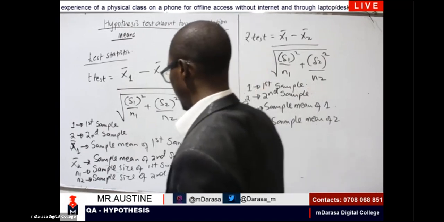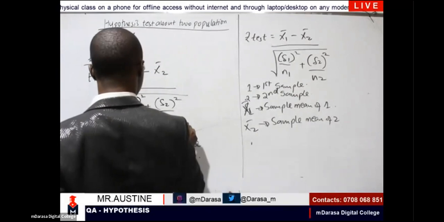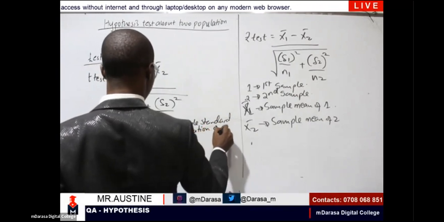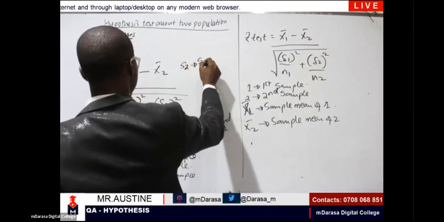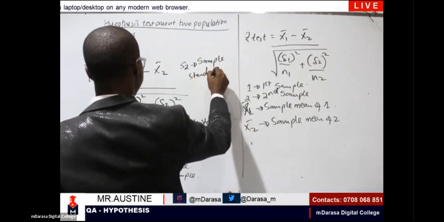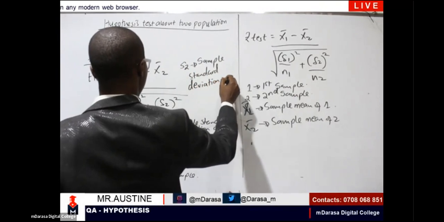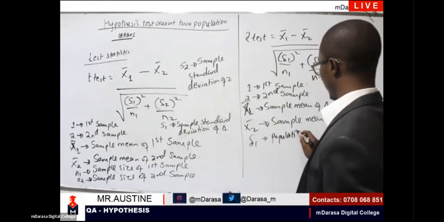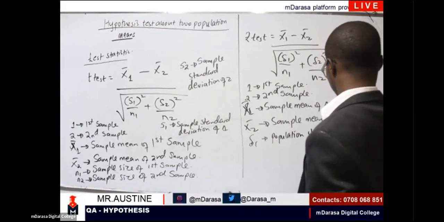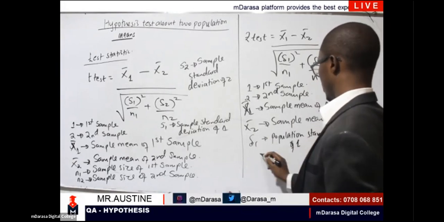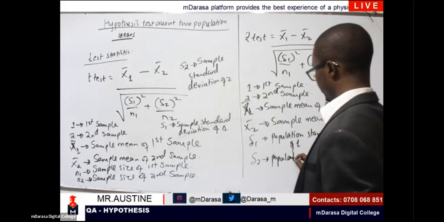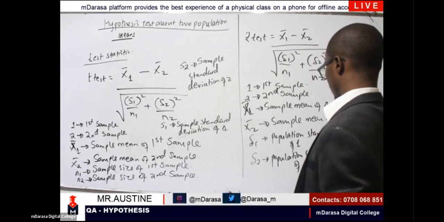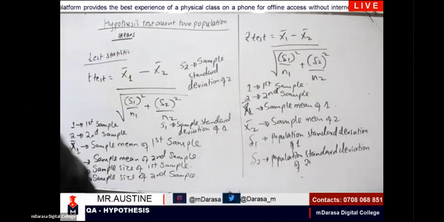Here there was something I didn't say about S. S1 is the sample standard deviation of 1, and S2 is the sample standard deviation of 2. Here D1 is the population standard deviation of 1, and D2 is the population standard deviation of 2. So here I'm going to work with 2 examples.